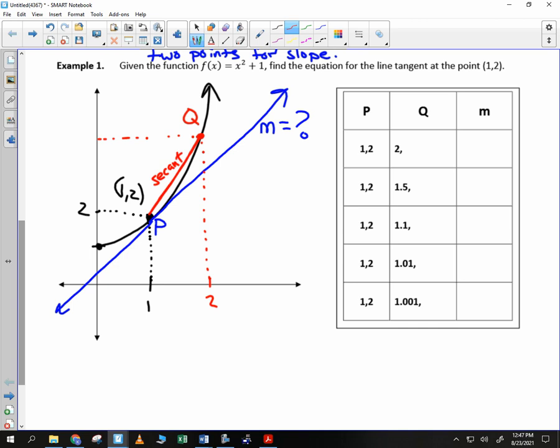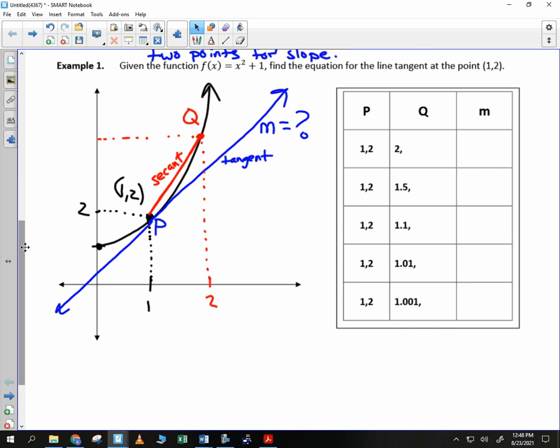The red line is what we call the secant line. The blue line is what we call the tangent line. Our goal is to find the slope of the blue line. Is the slope of the red line greater or smaller than the slope of the blue line? Greater. Everybody agree? You can look at it and say it's greater.